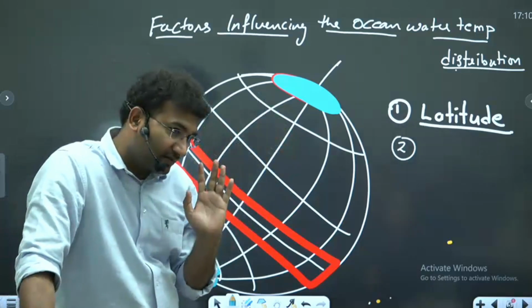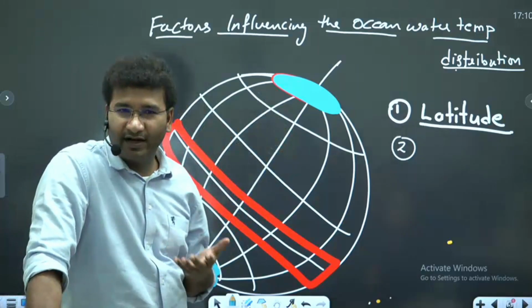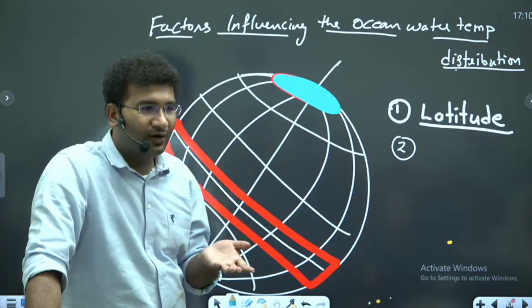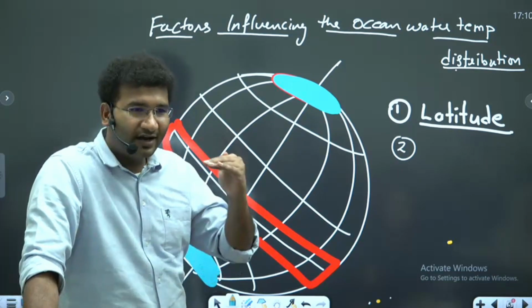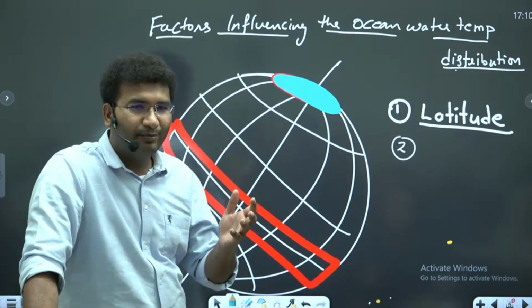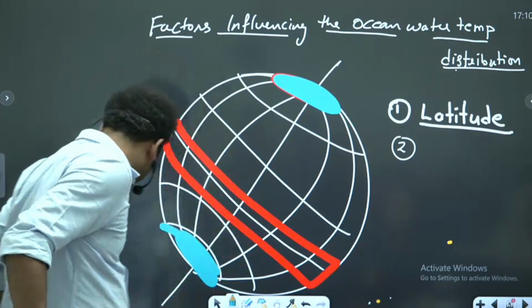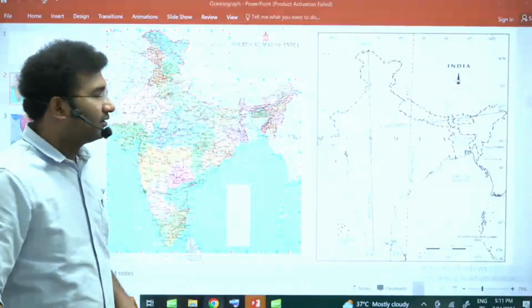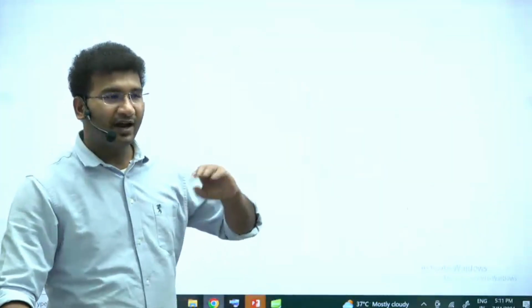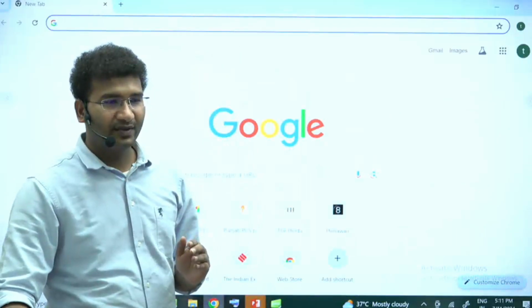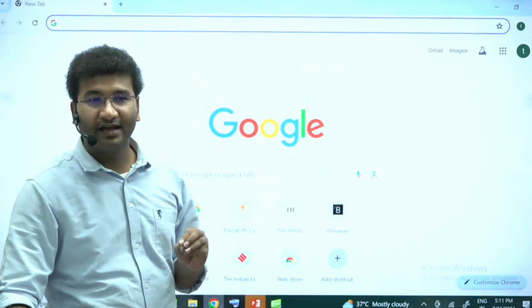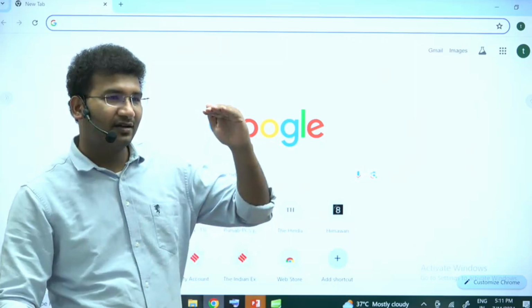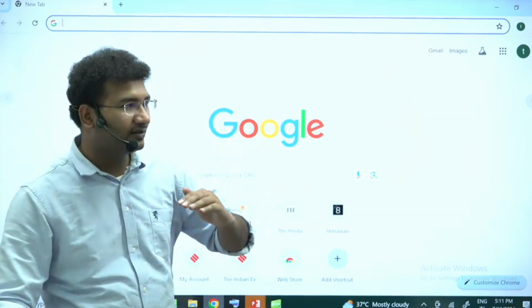And plus, wherever you have high temperatures, the ocean water height is a little bulged. In other words, on an average, the height of the ocean at the equator is 0.8 centimeters higher as compared to any other area.